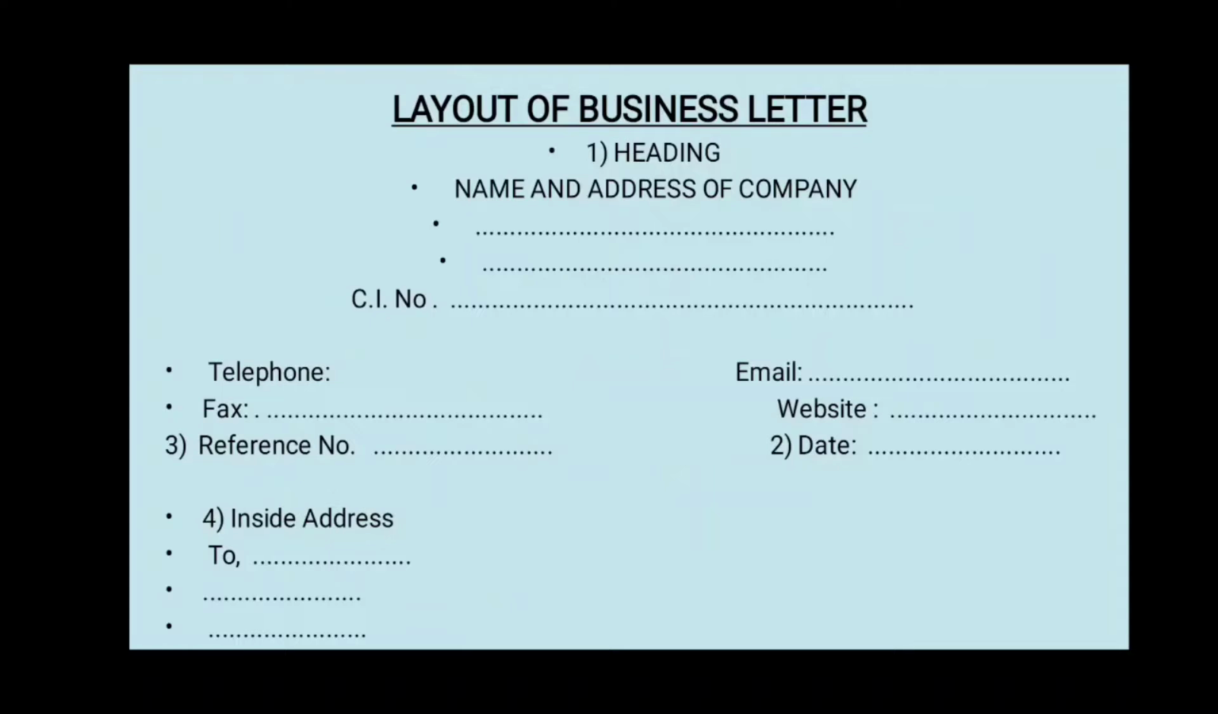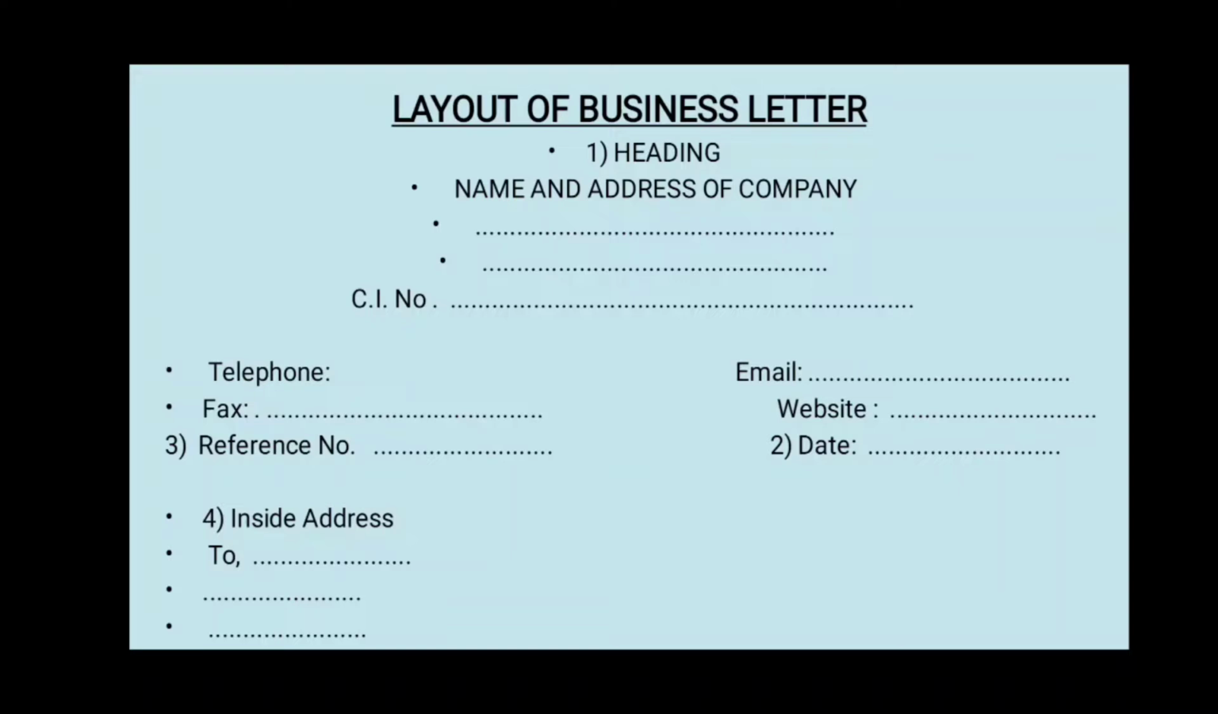Then next, reference number. It is written on left hand side below the heading. Reference number is given to have quick reference to the matter concerned. Reference number is a number or word used by the letter writer. Every outgoing letter is given reference number.